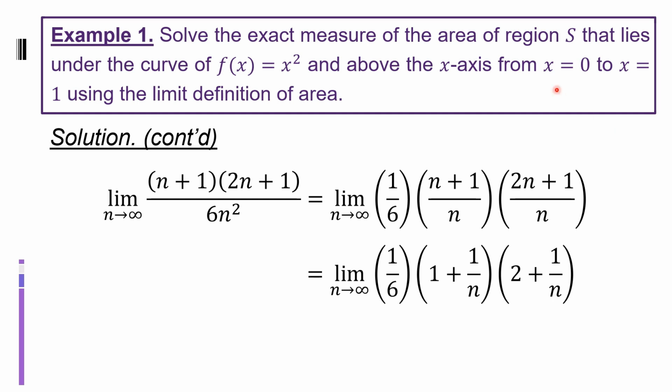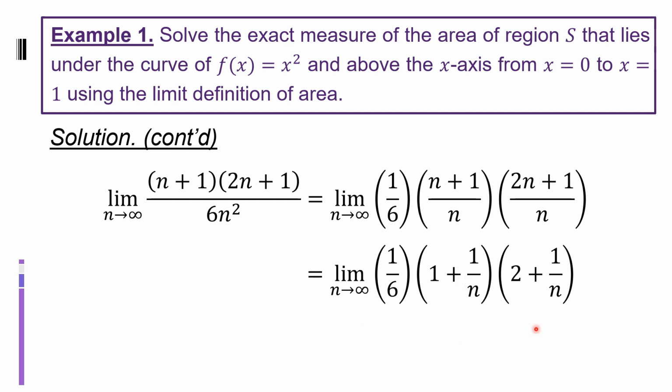Ginawa natin yan kasi gusto natin na yung n plus 1 over n, maging ganito yung itsura niya. 1 plus 1 over n. At yung 2n plus 1 over n, ganito yung maging itsura niya. Why? Kasi alam natin yung limit ng 1 over n as n approaches infinity, that is just equal to 0. Okay? From your differential calculus.